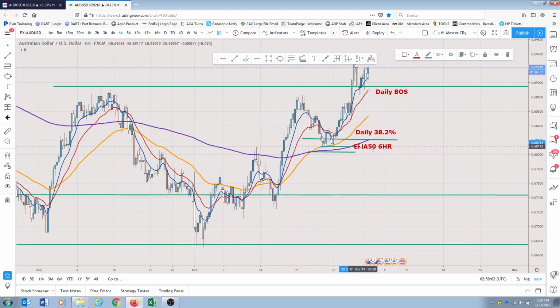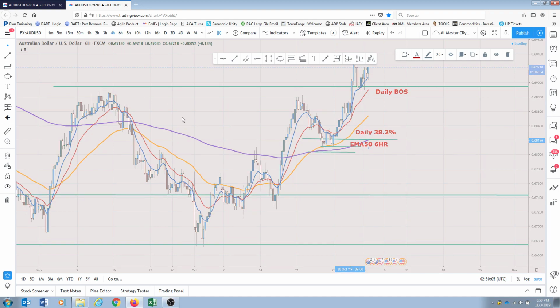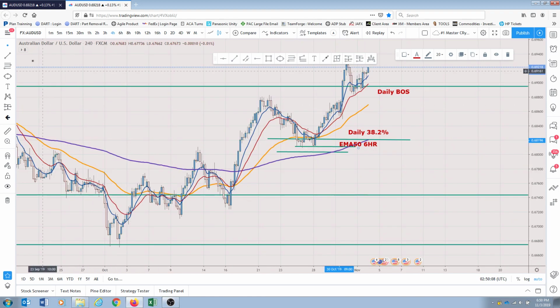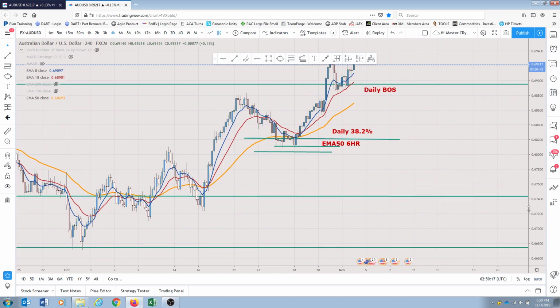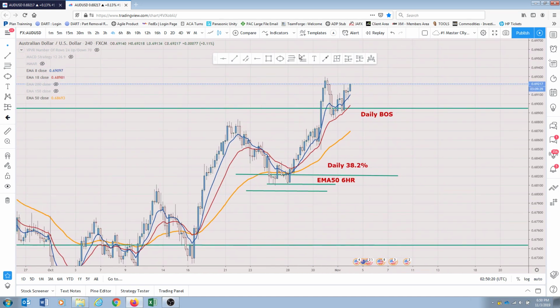So you could have made a notation there, then drop to the 4-hour, because this is where we like placing our trades. We could get rid of the EMA 200 here, and I like leaving the EMA 50 on the 4-hour time frame. So let's examine all the reasons we could have bought here. This was EMA 50 on the 6-hour. We found support, and the higher time frame is better data, so make notations of the higher time frame data. This green line is the 38.2% retrace on the daily.